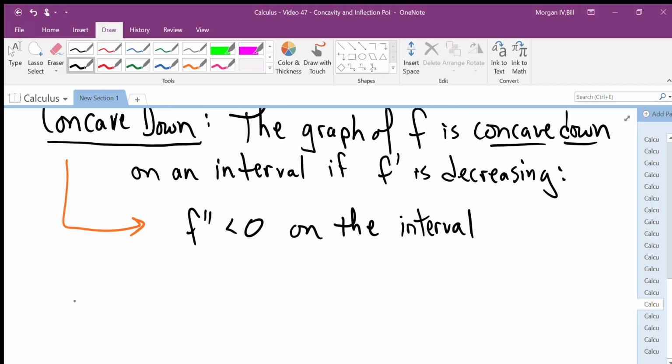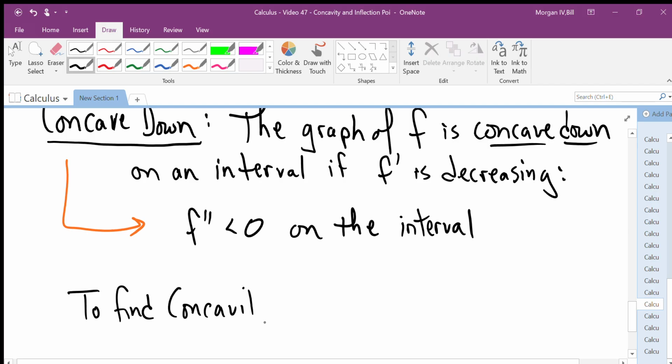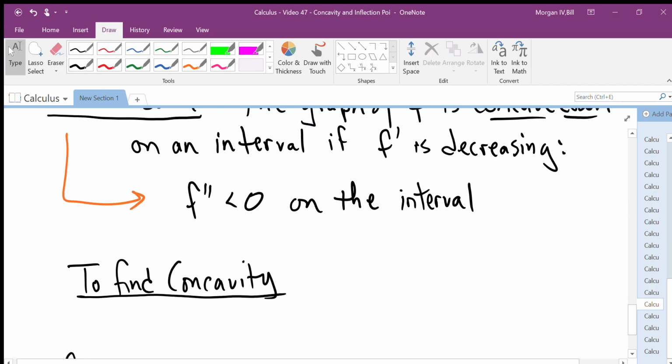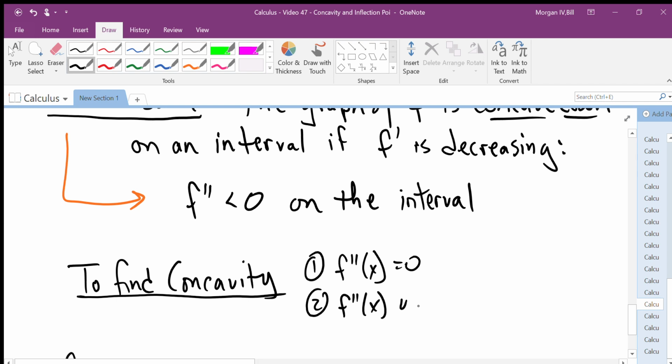So to find concavity, one, when is f double prime of x equal to 0? Two, when is f double prime of x undefined? Then you create this number line now with f double prime, putting those points right on the number line and looking for positives and negatives that would go in between. Concave up, concave down, concave up, that sort of a thing. Right? That's how we find concavity. Very similar to finding increasing, decreasing, relative extrema.